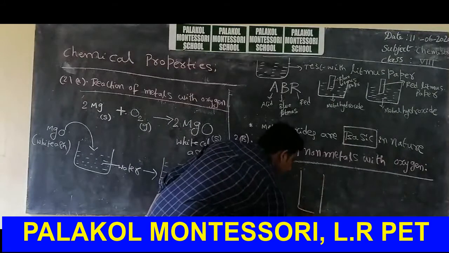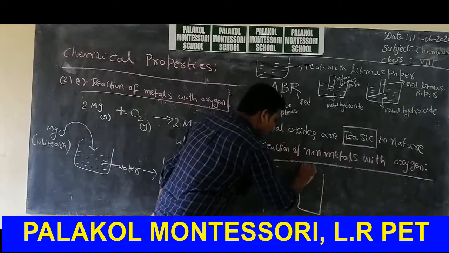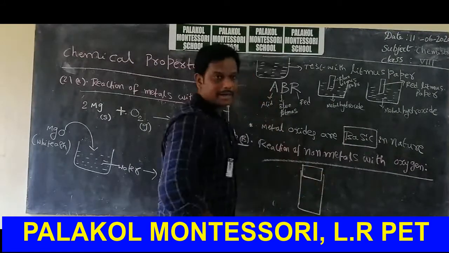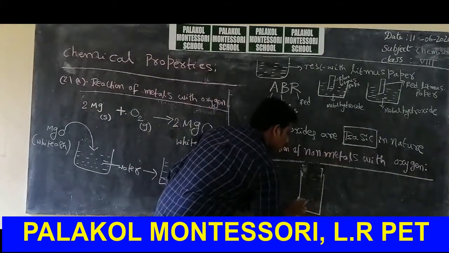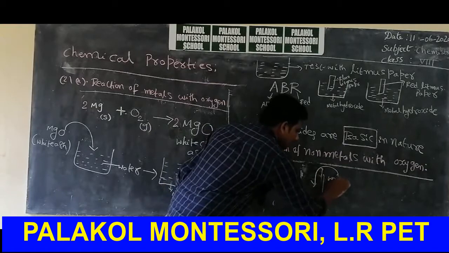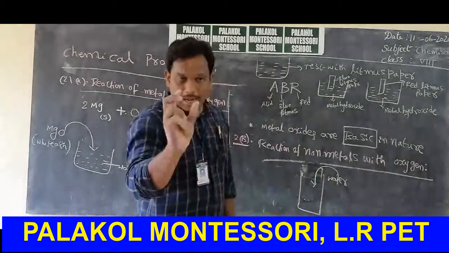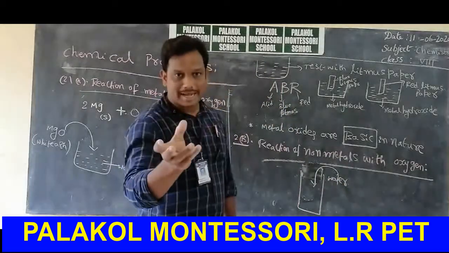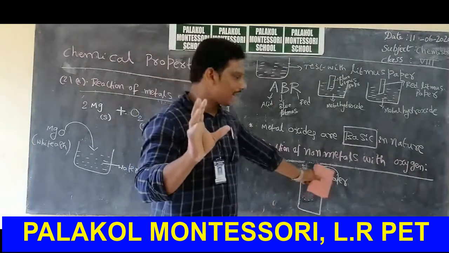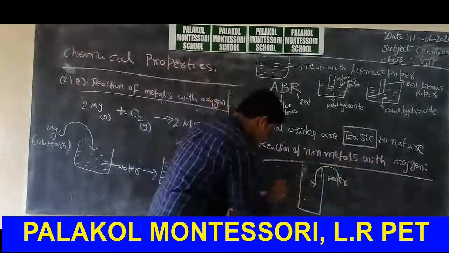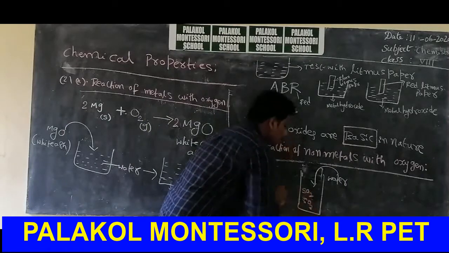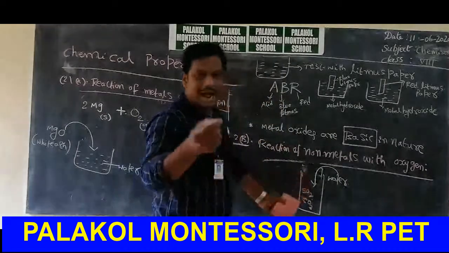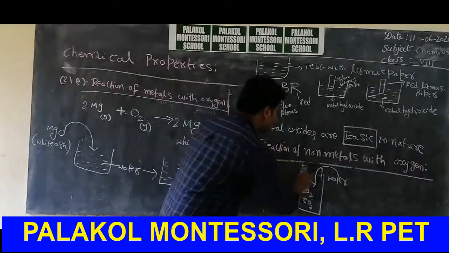Remove the deflagrating spoon from the jar and close with the lid. Again open the lid, add some amount of water to that particular jar. That means after burning of sulfur powder, some gases are released. Those gases are called sulfur dioxide and sulfur trioxide. That means already in the jar sulfur dioxide and sulfur trioxide are there. Slowly we remove the lid and add some amount of water and close the lid.